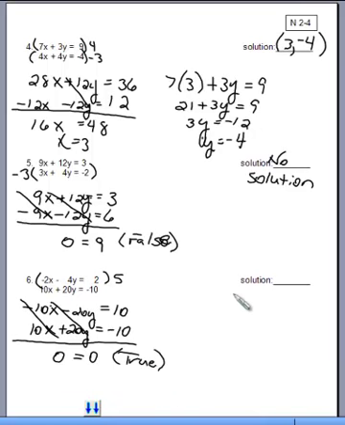Okay. So, again, when your variables cancel, it's either a false statement or a true statement. Your answer is either no solution or it is infinite, or infinitely many, infinite solutions. And in this case, we'll write infinite solutions. Okay? And that is the end of section 2.4.